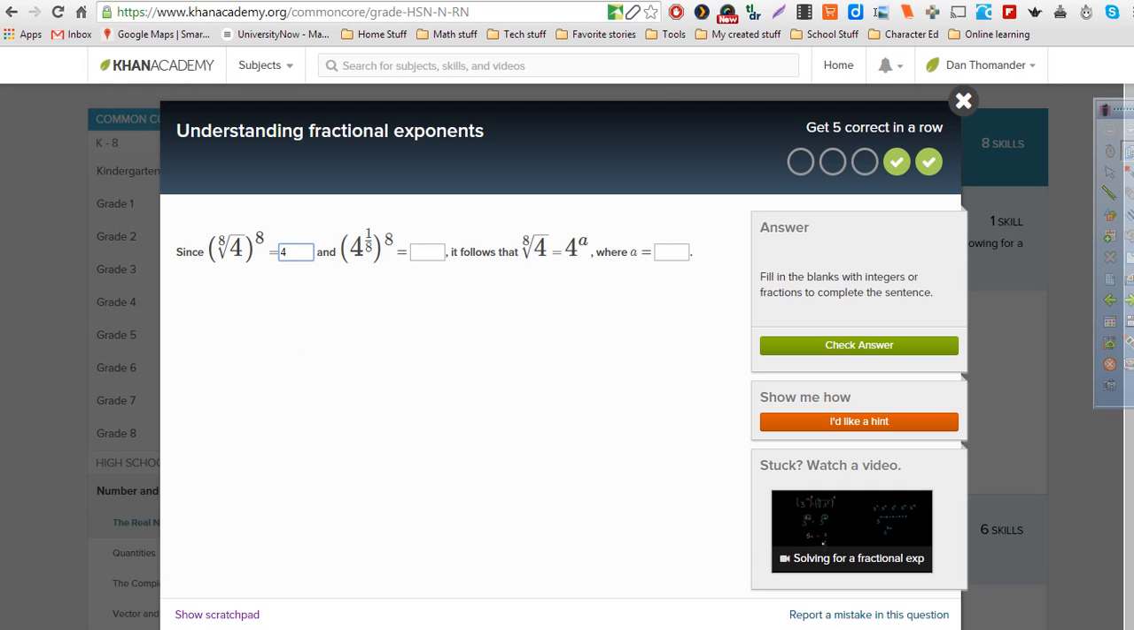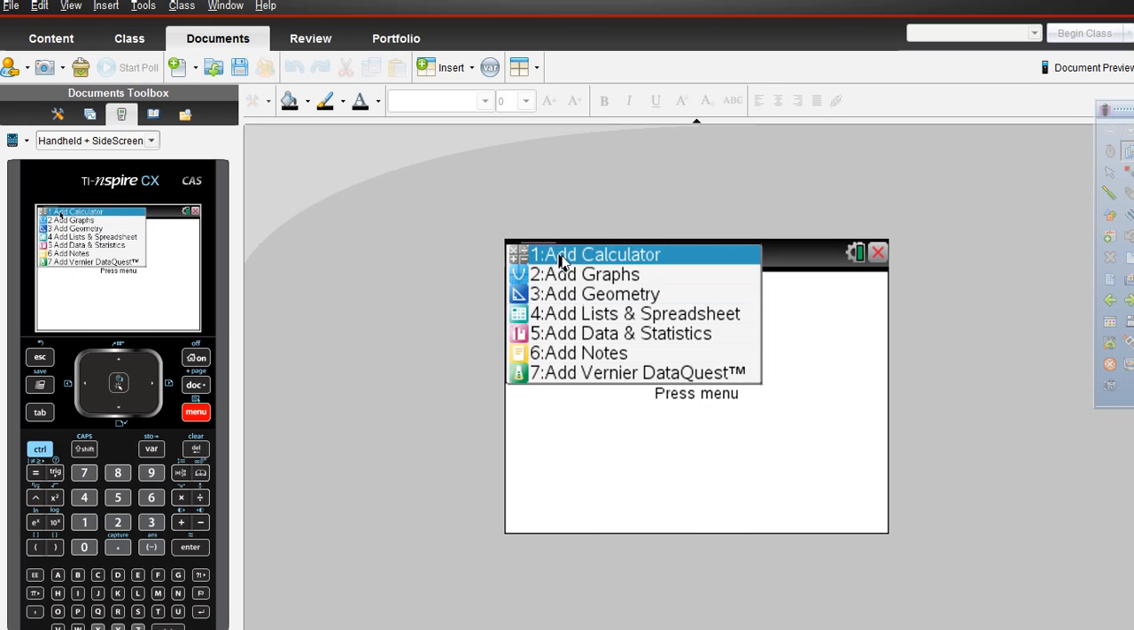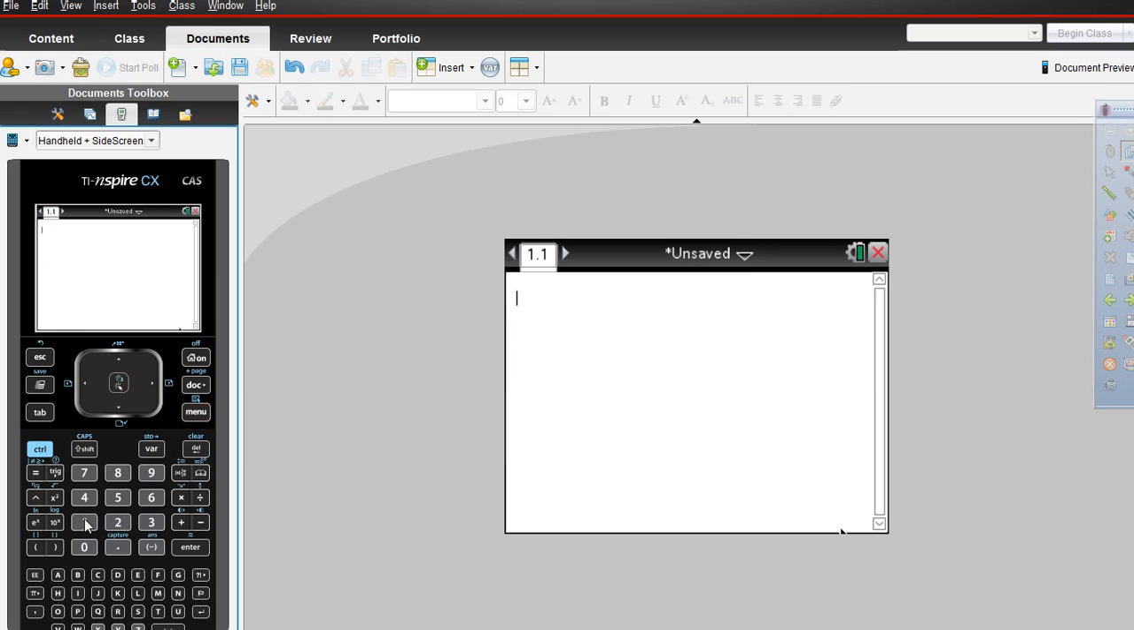And if I wasn't sure, I could use my calculator. What I would do is use the button here to take the nth root, or the 8th root. I would do Control caret. Okay, it says press the menu. So I'm going to press menu here, and I'm going to add a calculator page, right? Oops, I pressed it twice. There we go.